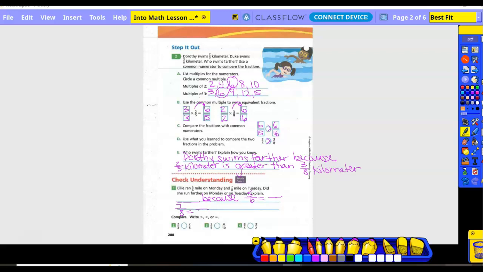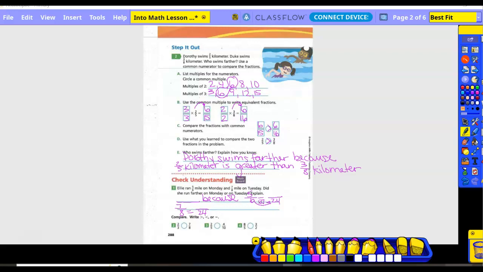Okay, so if I did my multiples of 6 and 8, I would say 6, 12, 18, 24, 30. Okay, if I do my multiples of 8, I would say what? 8, 16, 24. Oh, did I hear something in common? 24. So 24 is going to be my new denominator. Okay, how did I get from 6 to 24?